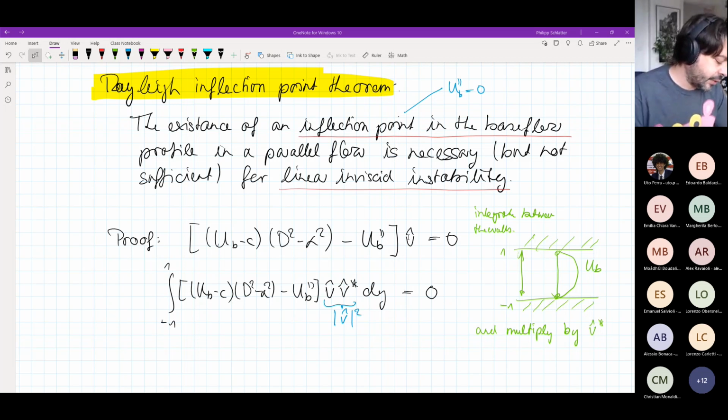What we have now already done is we wrote down the equation and did the main point here, namely an integration in the vertical direction, multiplying everything with V hat star, the complex conjugate of the disturbance, which will then allow us to get rid of all the complex parts in our derivation. So right now we're at the stage that we did this integral and multiplied with V hat star. The next step is to rewrite that in a slightly more accessible way.